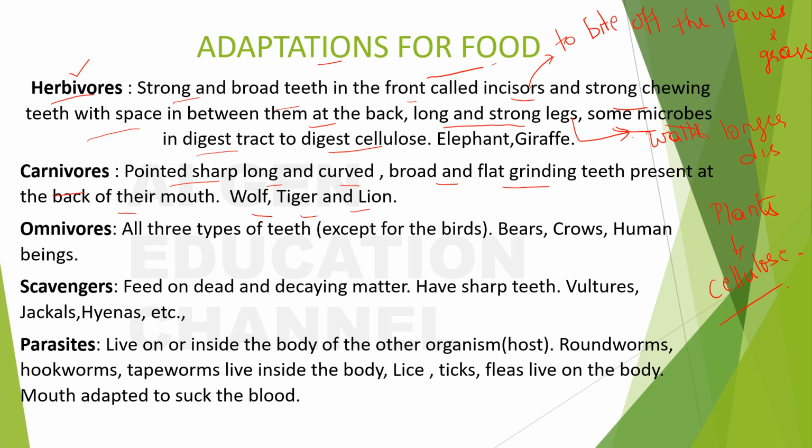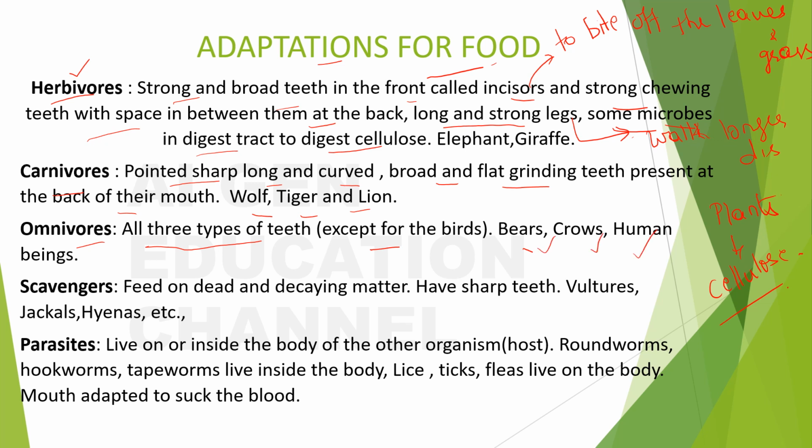And omnivores, these will eat both plants and animals. So it's a mix of herbivores and carnivores, right? They will have both. So the teeth that are present will also be a combination, right? So they have all three types of teeth, except for the birds. Birds won't show all the three types of teeth. Now what will be the examples? Bears, crows, even human beings, right?